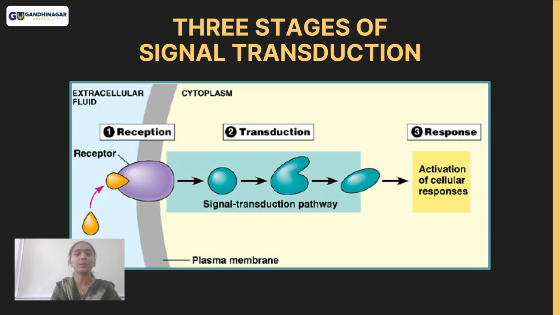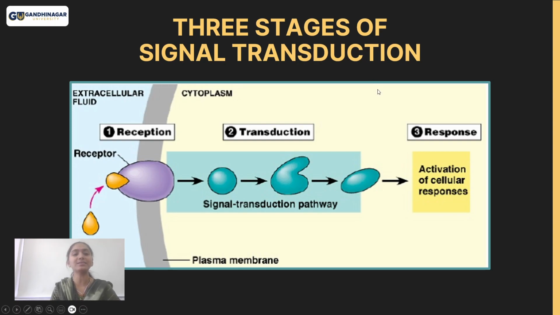First is reception. The process begins when a signaling molecule, which is called a ligand, binds to a specific receptor protein on the target cell surface or inside the cell. This binding triggers a conformational change in the receptor and goes into the second process, that is known as the transduction process. After this receptor ligand complex forms, the signal is transduced into the cell through a series of steps. These often involve a cascade of protein interactions and the generation of second messengers such as cyclic AMP, calcium ions, or inositol triphosphate, which is known as IP3, which amplify and propagate the signal and goes into the responses.